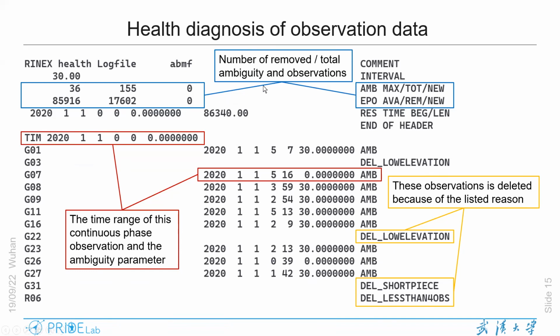The records in the header surrounded by the blue frames are a statistic of the overall quality of the observation data.